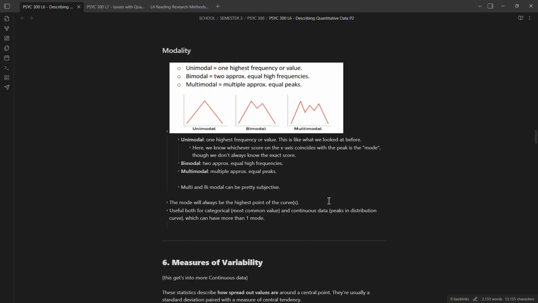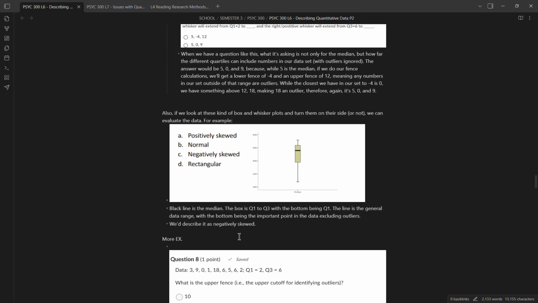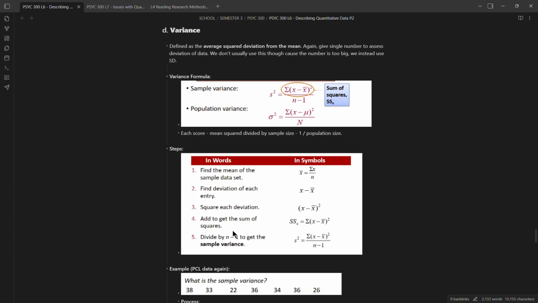Yeah, we know whichever score on the x-axis coincides with the peak is the mode, is what I meant to say. Bimodal, we have two approximately equal high frequencies. Multimodal, multi of them. Multi and bi can be pretty subjective, but it could be fairly obvious too. The mode will always be the highest point. We already talked about that. It's useful both for categorical data, meaning most common value, and continuous data, which is peaks in a distribution curve, which can have more than one mode.